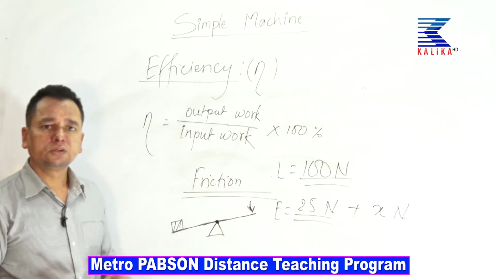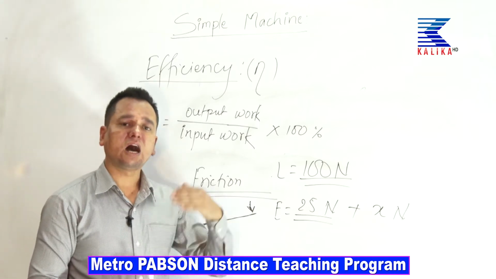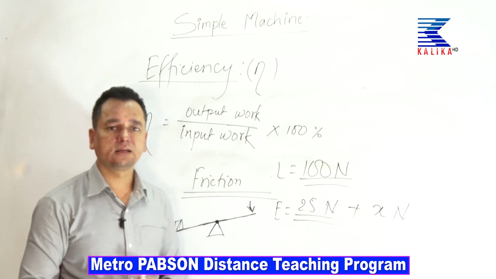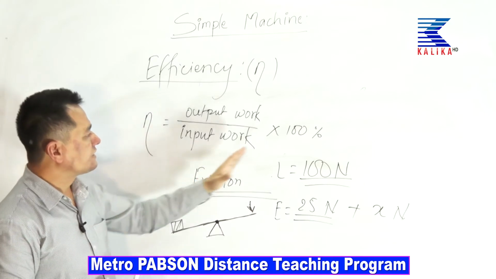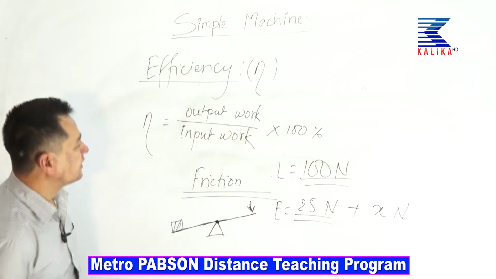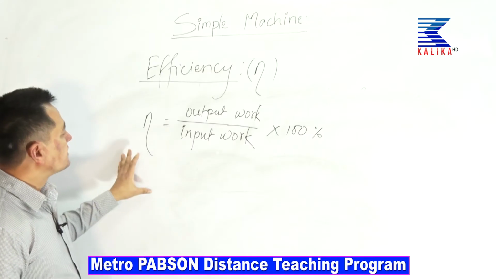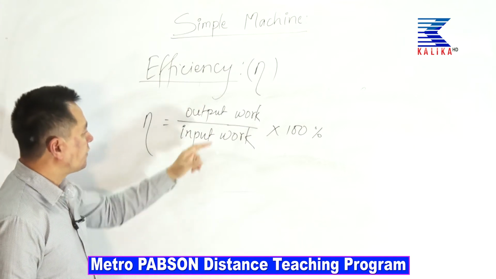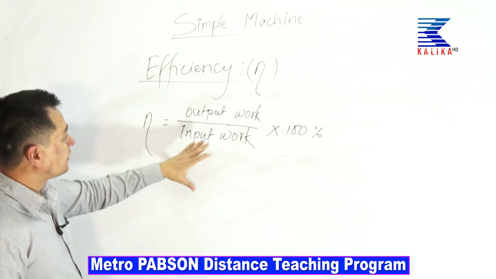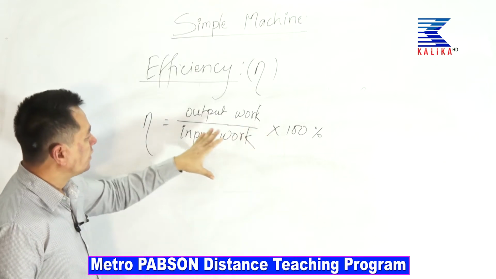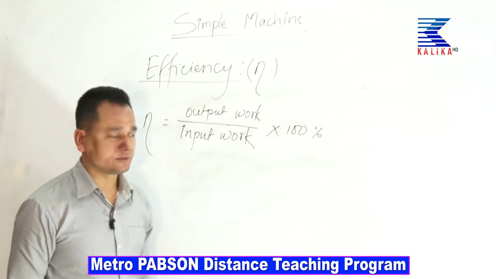So due to this reason, our output always becomes less than input. So efficiency is never 100%. If we say the efficiency of a machine is 100%, that's the ideal one. Practically, that is not possible. Just theoretically, we can assume a machine to be 100% efficient, but practically, that is never possible. So efficiency is the ratio of output work to input work, and we calculate it in percentage: output work to input work times 100%.